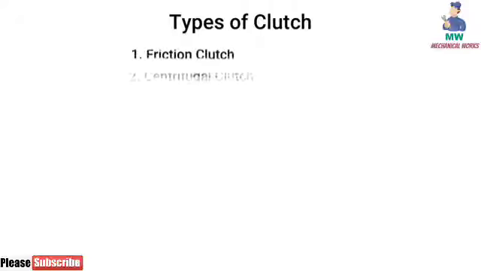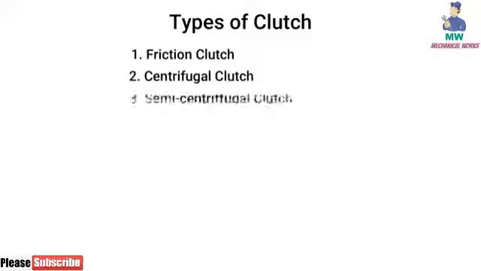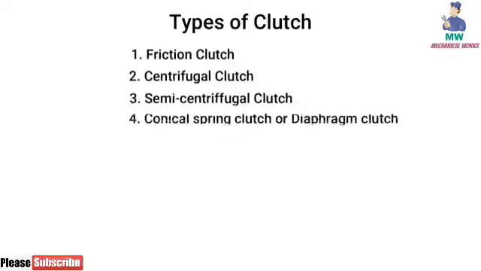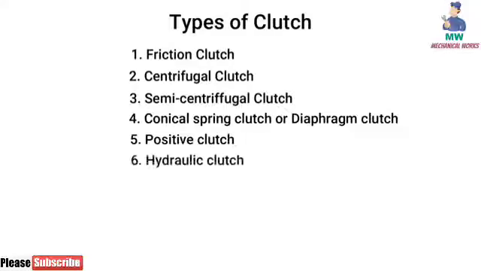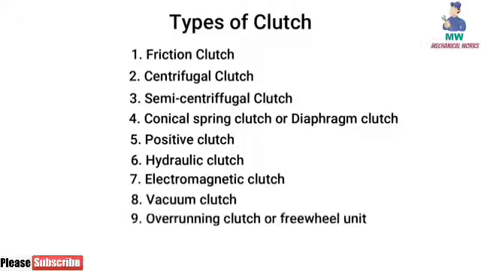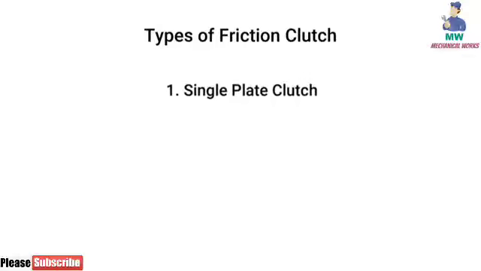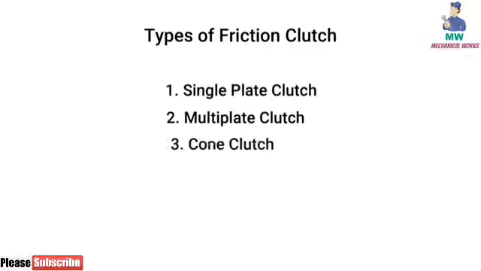Types of clutches. Let's see the different types of clutches that are used in the automobile industries: friction clutch, centrifugal clutch, semi-centrifugal clutch, conical spring clutch or diaphragm clutch, positive clutch, hydraulic clutch, electromagnetic clutch, vacuum clutch, overrunning clutch or freewheel unit. Friction clutch is further classified into 3 types: single plate clutch, multi-plate clutch, cone clutch.